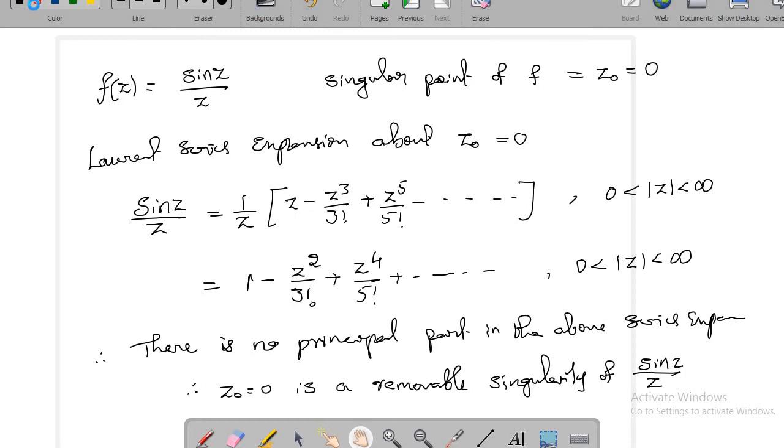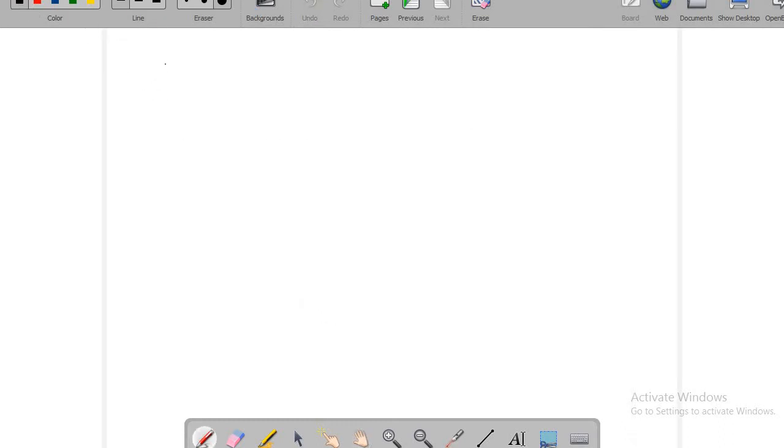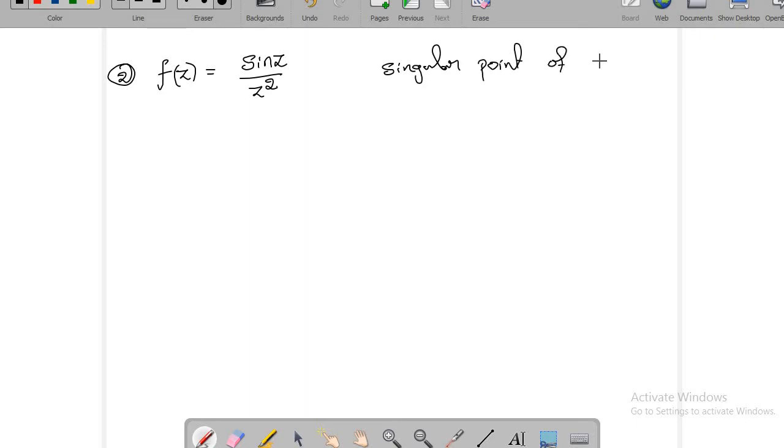Now let us talk about another function. So the second problem, f of Z equal to sin Z by Z square. So first you see what the singular points are. There is only one singular point of f, that is Z equal to 0. So this is anyway an isolated singularity. Let's see what type of singularity it is. Let's classify.